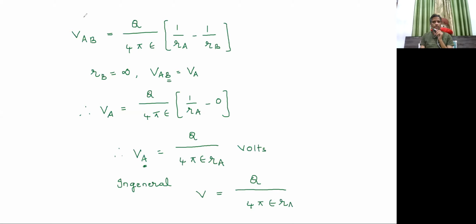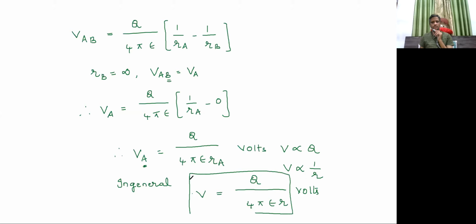A is not required, 4 pi epsilon r, simply these many volts. So here V is directly proportional to charge, and V is inversely proportional to the distance. As r increases, potential is going to decrease. So this is a very, very important expression to find out the potential due to a point charge. This is nothing but the potential due to a point charge.